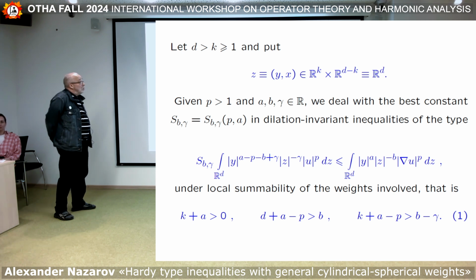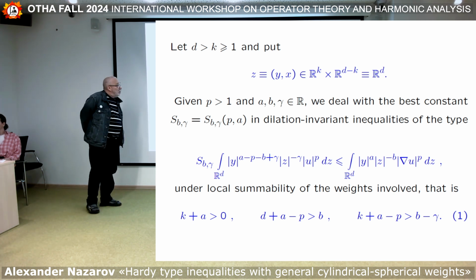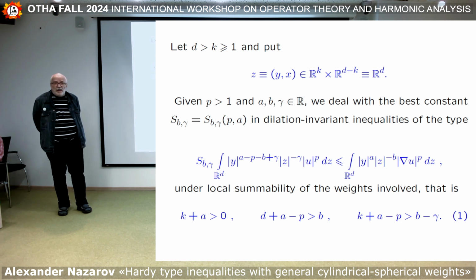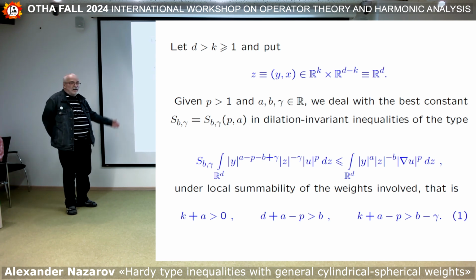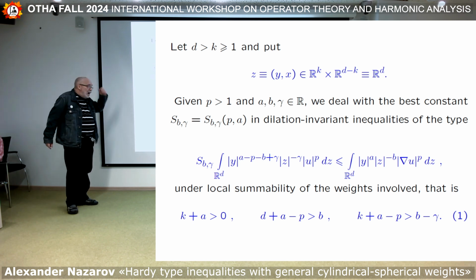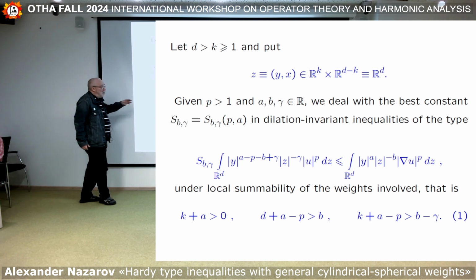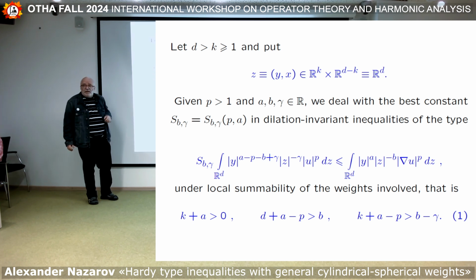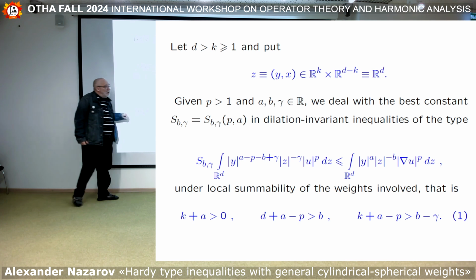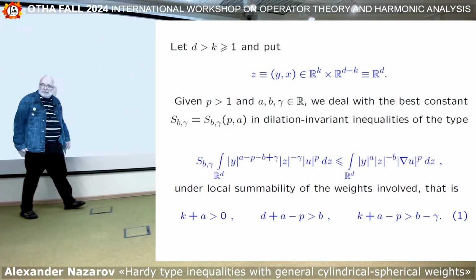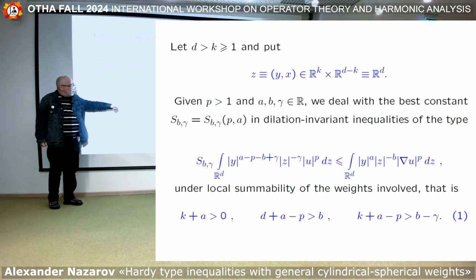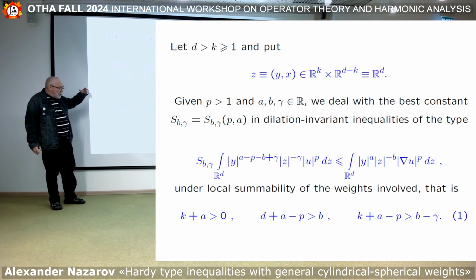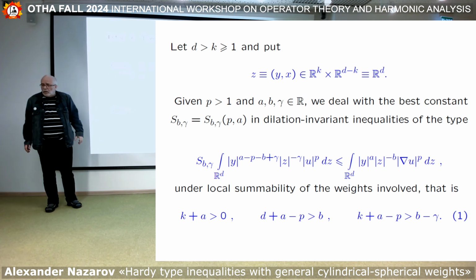I take the space R^D, z is the variable in R^D, and it is split into two parts, y in R^K and x in R^(D minus K). And I wish to consider this inequality, and it is in fact a generalized Hardy inequality. If you put a and b equal to 0 and gamma equal to 0, it is the standard Hardy. In some other cases it was also investigated earlier.